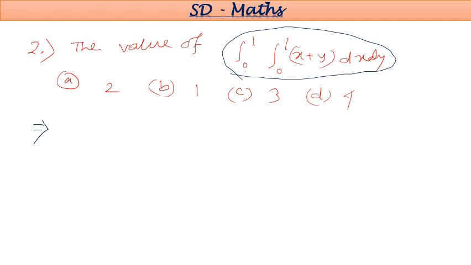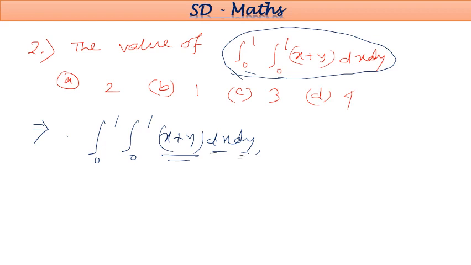Since both limits are constant, some constant to some constant, I am writing this integration first of all, and this is dx dy. So you can integrate this interior part with respect to either dx or dy, whatever it may be. You can integrate either this or this, right? Because these two limits together form this region, this rectangle. This is our 0, 0 point. This is our 1, 0, 1, 1 point and 0, 1 point, right?